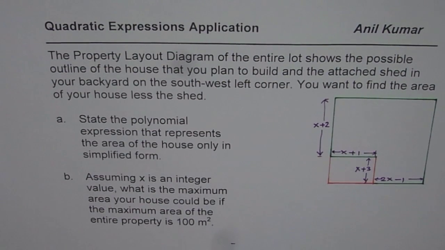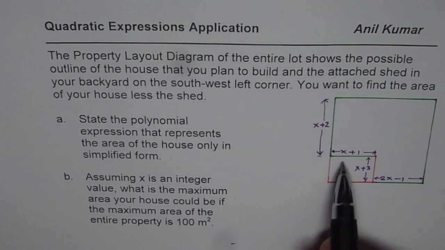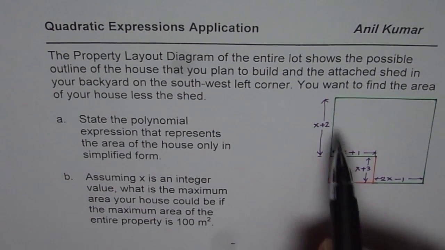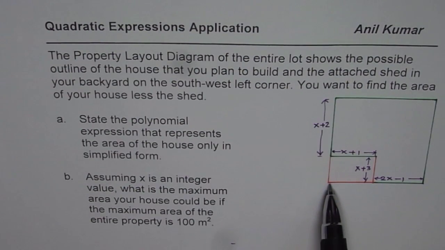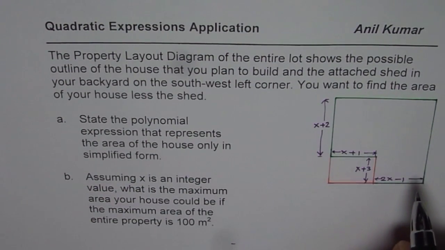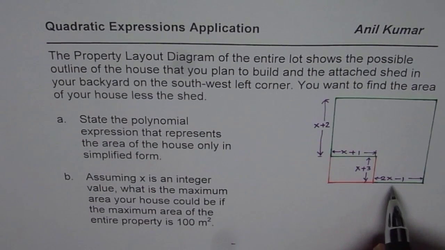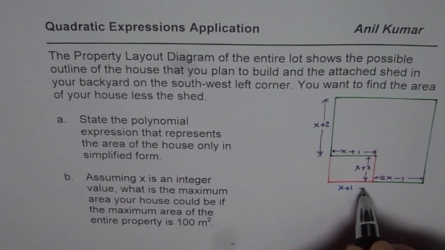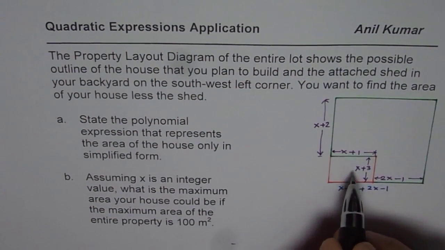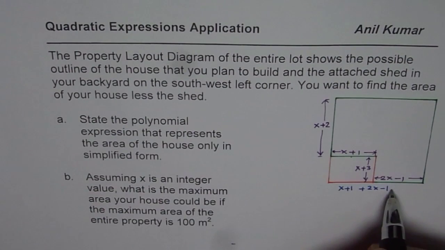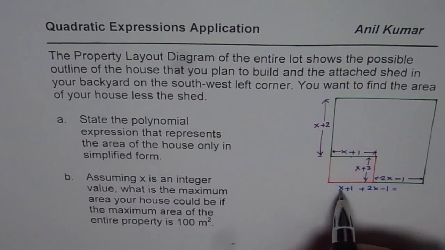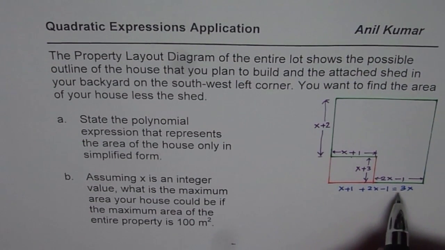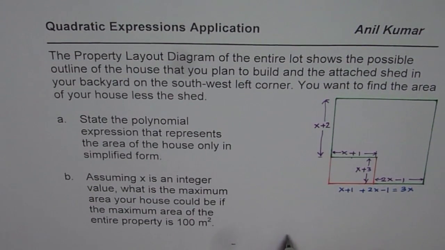To find the total area, we should add these dimensions to get one side. Let's call this the length of the house and let this be the width. In that case, area is length times width. So when you add these two, what do you get? So here you have x plus 1, and then you have plus 2x minus 1. When you add them up, you get x plus 2x is 3x, and plus 1 minus 1 is 0. So 3x is the total length.